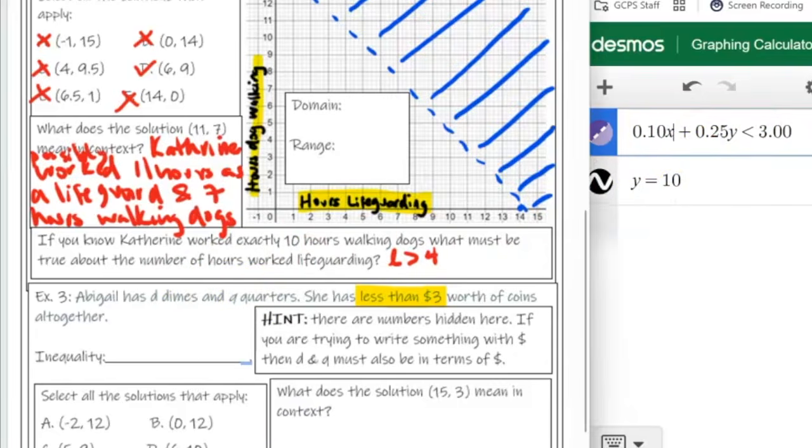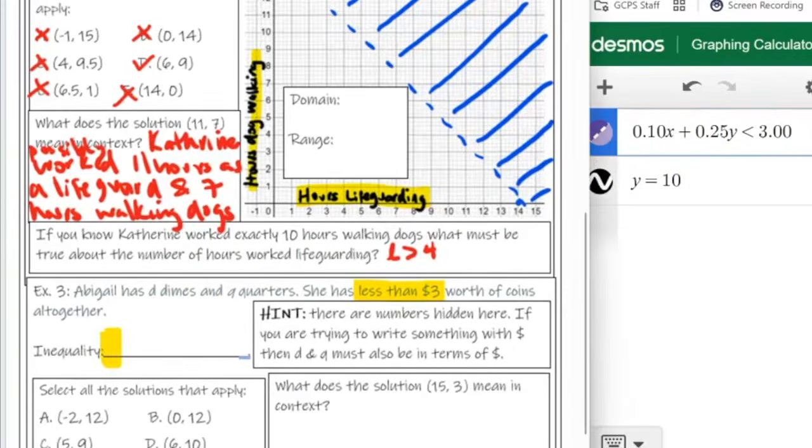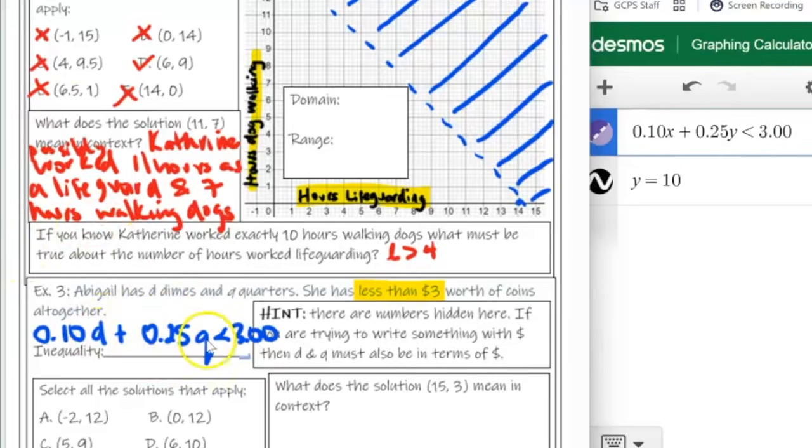So now that I've written it in the calculator, I can go ahead and write it over here. All right, so again, remember D being my X and Q being my Y. I'm just going to go ahead and label this so that you don't forget it. It says there are hidden numbers here. So the hidden numbers is the fact that dime is worth 10 cents and Q quarters is worth 25 cents. Okay, because they're talking about money, you have to have the dimes and quarters in terms of money.